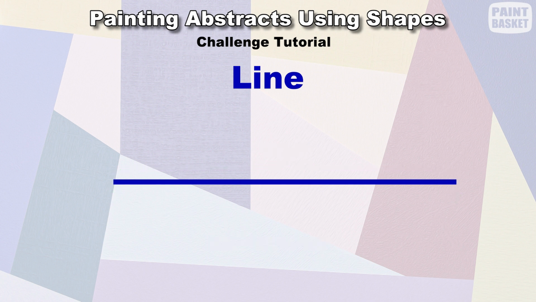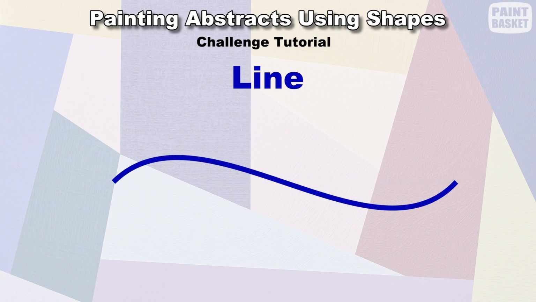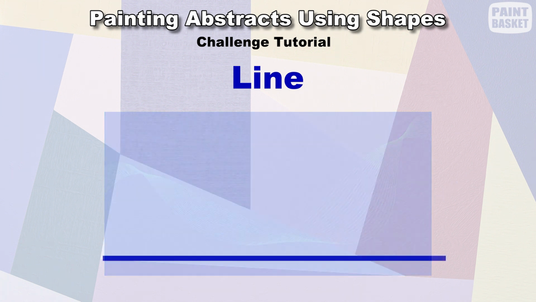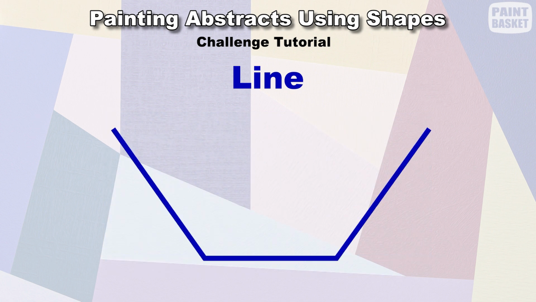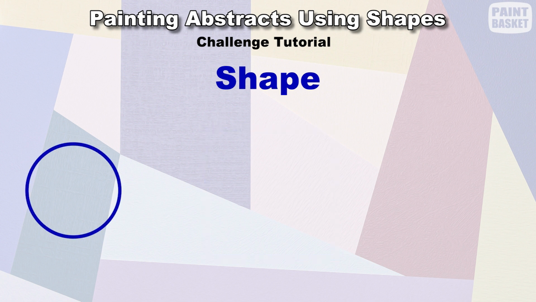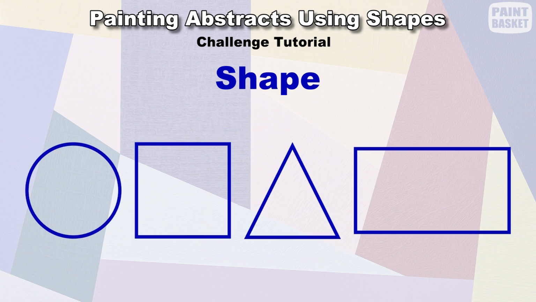Now, traditionally, you'd think of a line as being straight, but it can change direction as well. We can create entire artworks using only lines. Progressing from that, if we make the start and end point of the line meet, we end up with a shape. There are many shapes, and I'm sure you can name at least 10 of them off the top of your head. Classic ones are the circle, square, triangle, and rectangle.